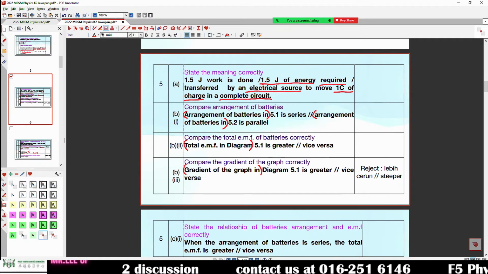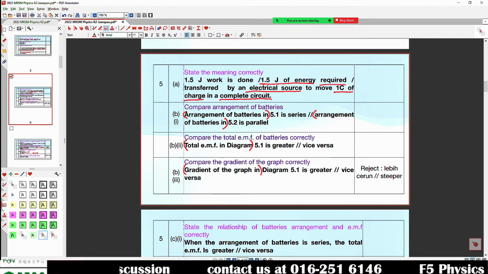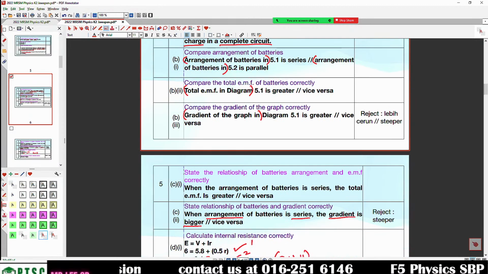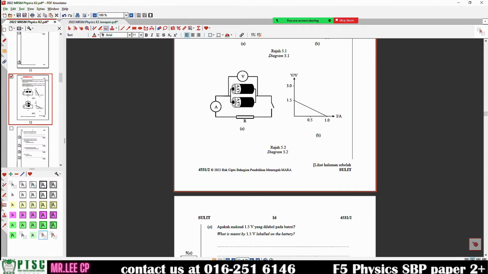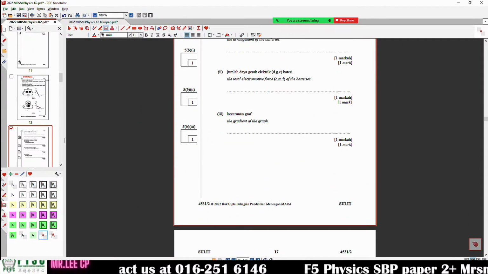你不知道老师要比较斜要怎么写你不知道，你写 greater, then okay already. Okay. Any question from you?